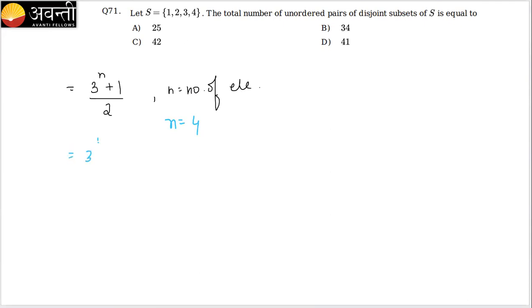So my answer will be 3 raised to 4 plus 1 upon 2. 3 raised to 4 is 3, 9, 27, 81. 81 plus 1 upon 2, which is 82 upon 2, which is 41. So my option is option D. Correct. Let's move to the next question.